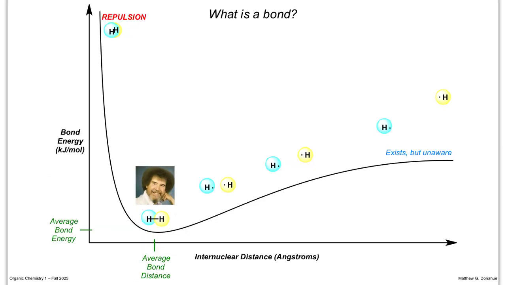So we got about 2 minutes left. We'll just show a brief thing with Bob Ross here. What is a bond, and why does IR work?